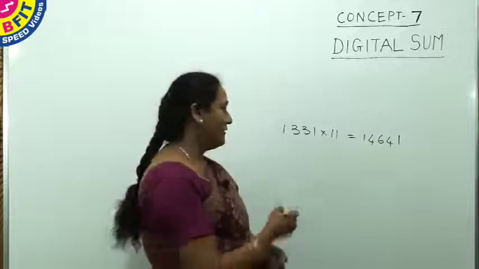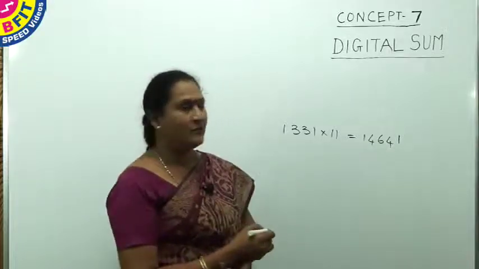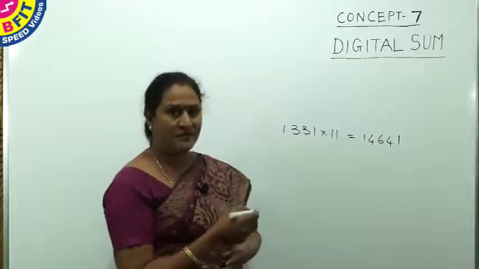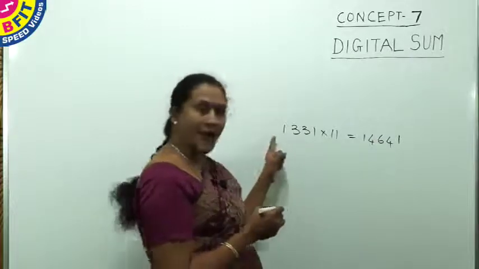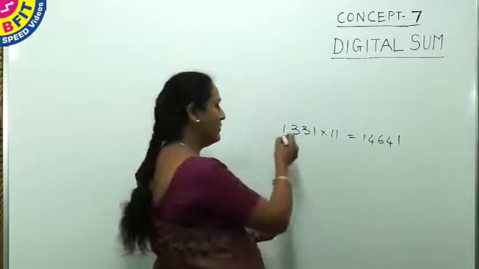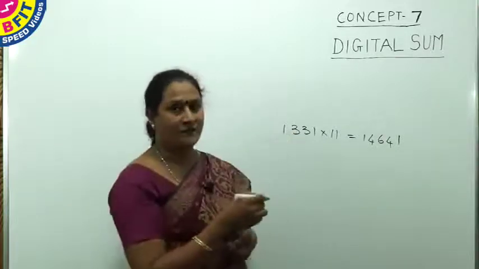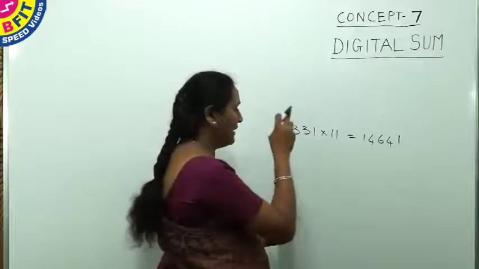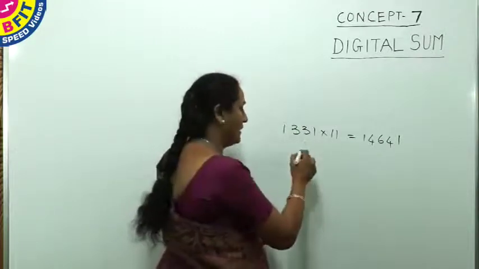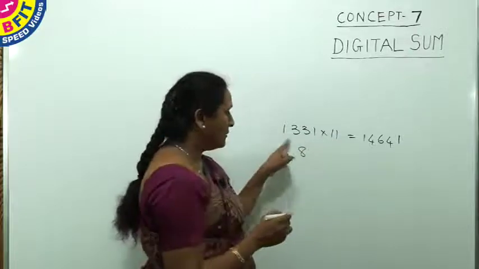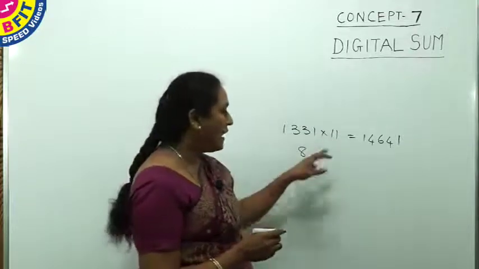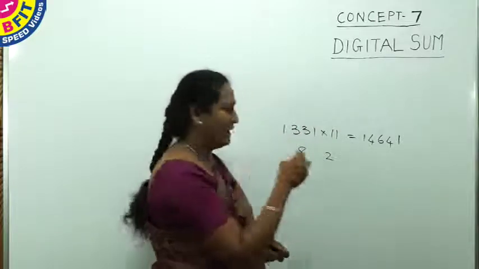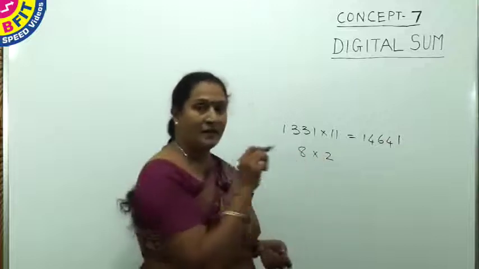Now we'll check whether our working is correct. For this checking, we use the digital sum. Here, digital sum is nothing but adding the digits. So what is the sum of 1, 3, 3, 1? Add 1 plus 3, it is 4. 4 plus 3, it is 7. 7 plus 1, it is 8. So the sum of all these digits is 8. And what is the sum of 1 and 1? It is 2.